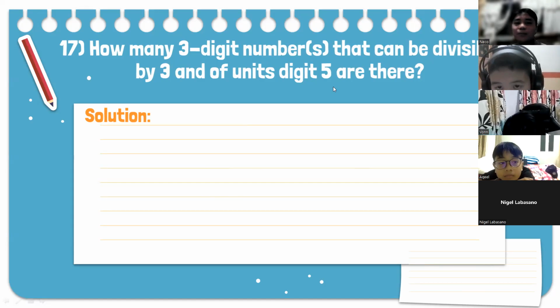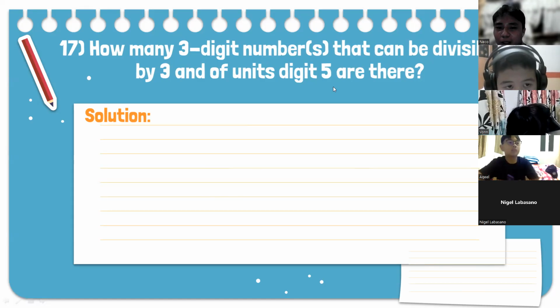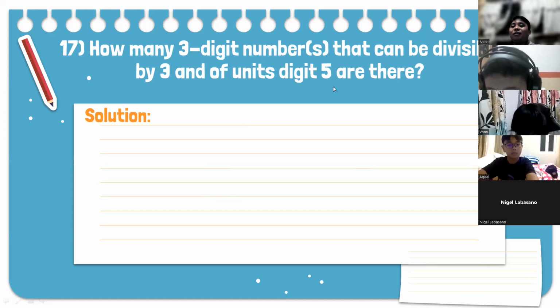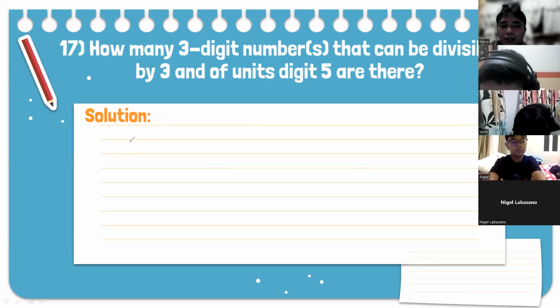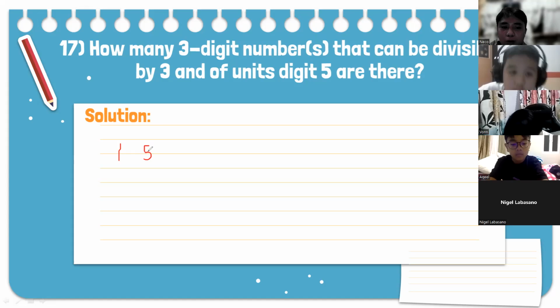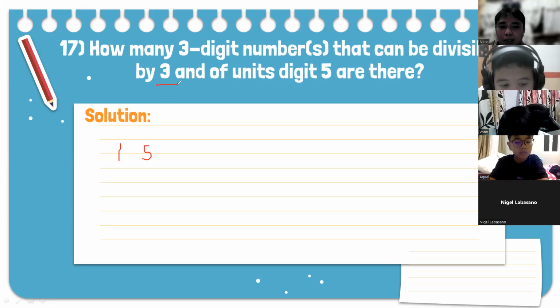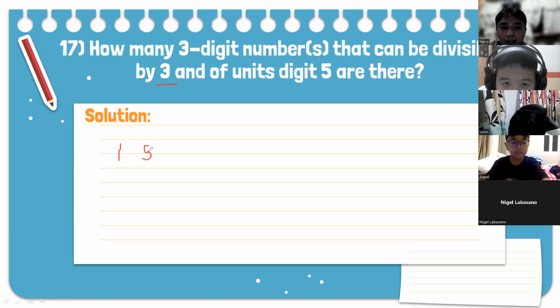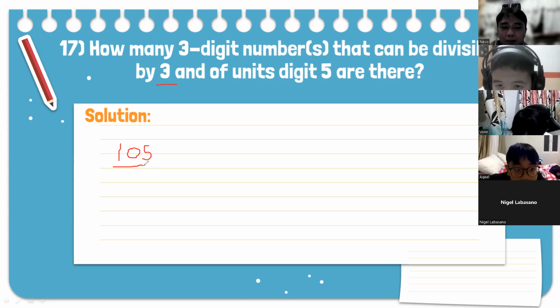Three digit numbers can be divisible by 3 and units digit of 5. Oh, so the smallest will be what? 105, right? Yeah, 105. Because we're talking about the smallest 3 digit. So of course it should have hundreds digit of 1. And it says here the units digit is 5. To make it divisible, apply divisibility by 3. So you can say 1 plus 5 is already 6. So that's already divisible by 3. So you can place 0 here, right? That's how you find the smallest.